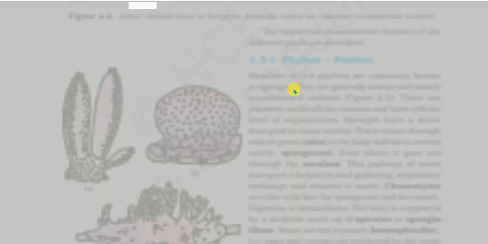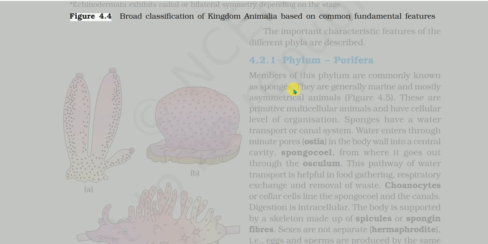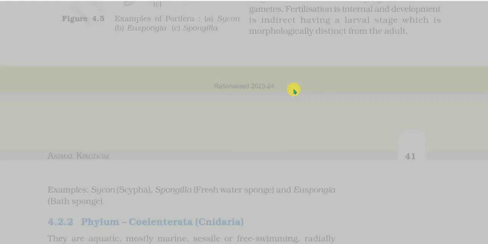Asterisk: Echinodermata exhibits radial or bilateral symmetry depending on the stage. Figure 4.4 Broad classification of kingdom Animalia based on common fundamental features. Figure 4.5 Examples of Porifera: A. Scypha, B. Euspongia, C. Spongilla.